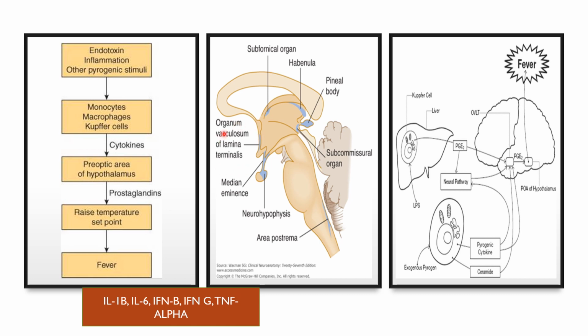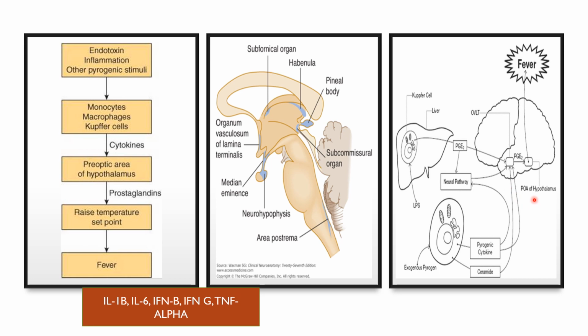What is a circumventricular organ? We know that these are the organs or parts of the brain which lie outside the blood-brain barrier. So when the cytokines act on the OVLT, this circumventricular organ, it will in turn stimulate the preoptic area of the hypothalamus. So this is the OVLT.